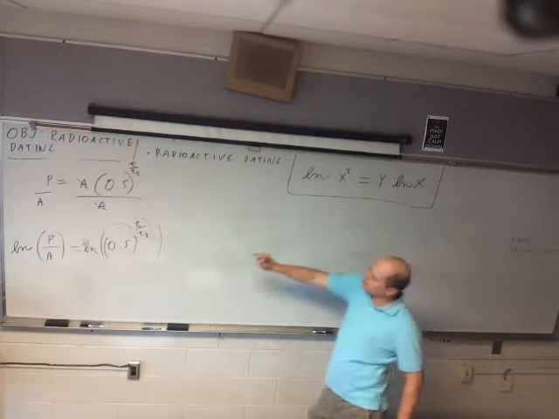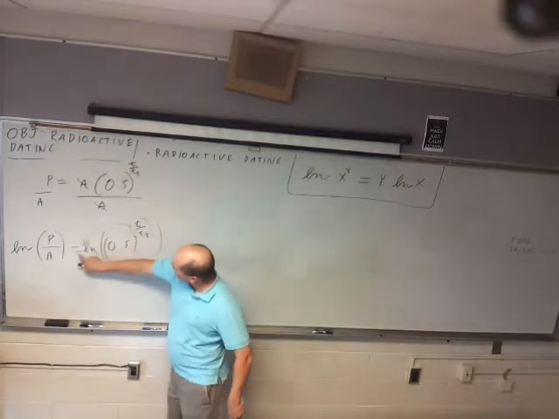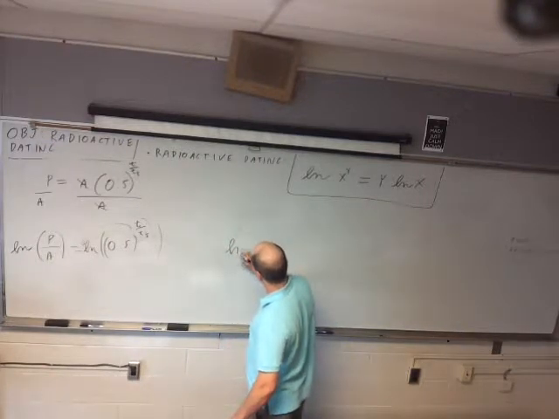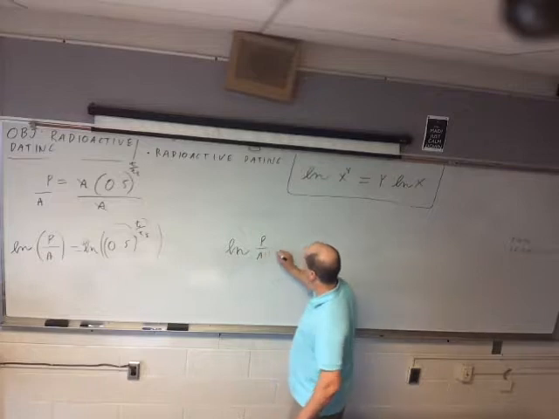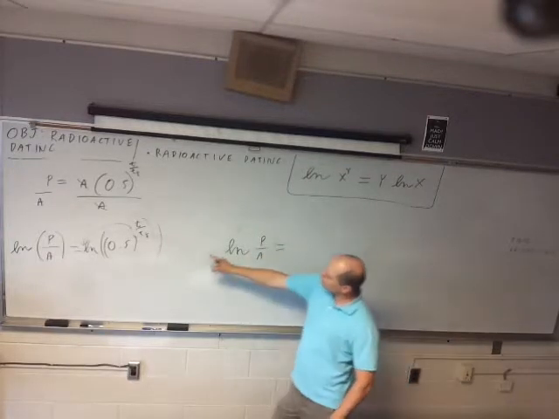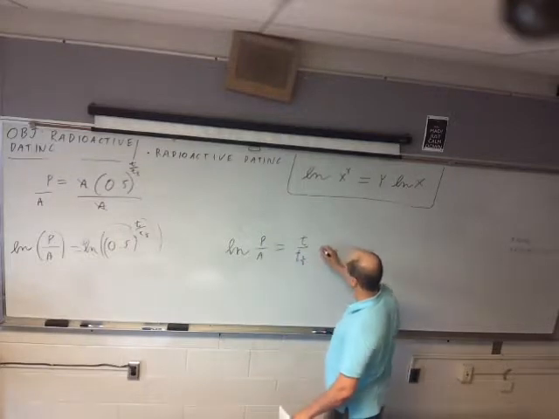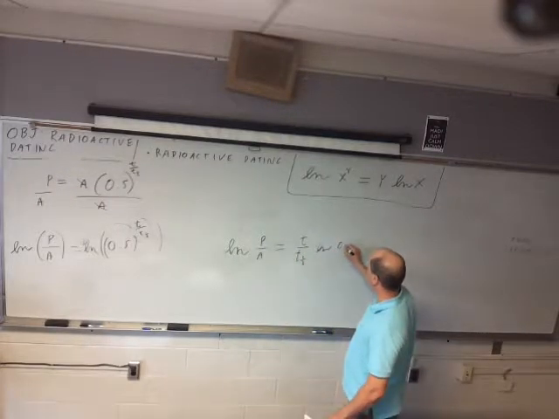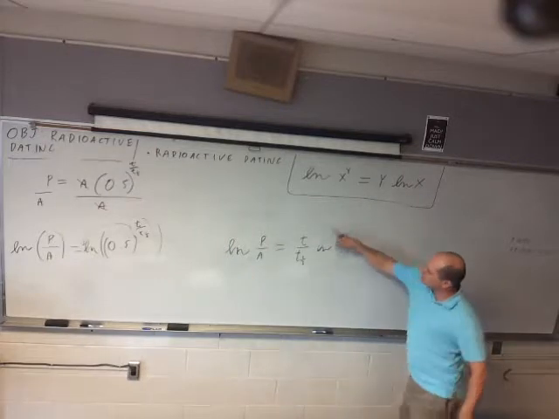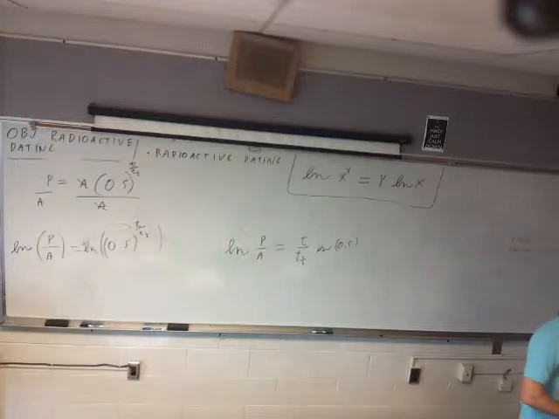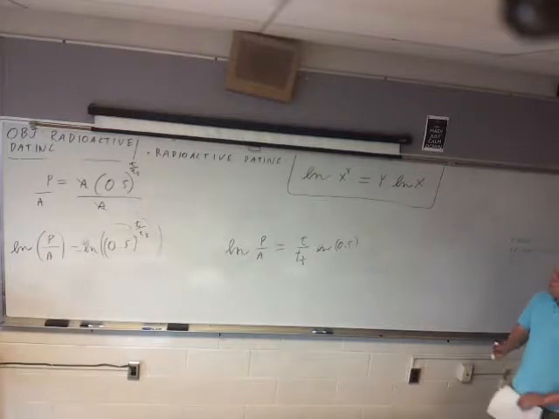Okay? All right, so from here, we're going to take the exponent and put it out in front. So now we're going to rewrite it like this. Left side doesn't change. P over A is equal to, and so this whole thing comes out. T over T half times ln of 0.5. So all we did was we took the exponent, we threw it out in front. We're allowed to do that because of this rule. Remember, the whole goal here is to solve for t.